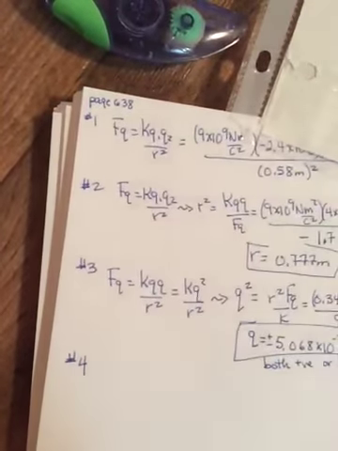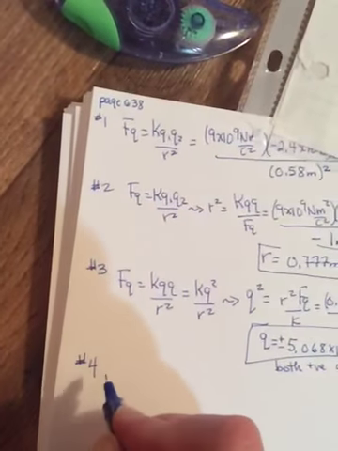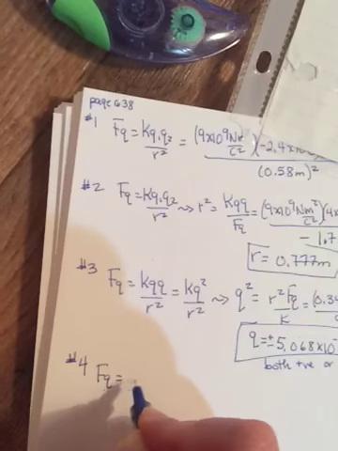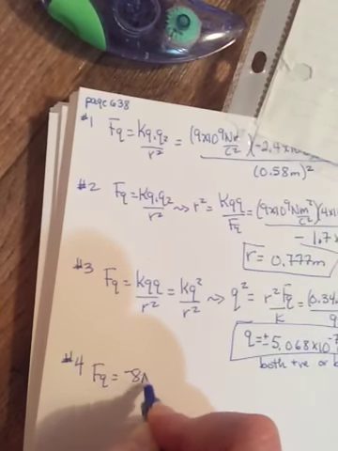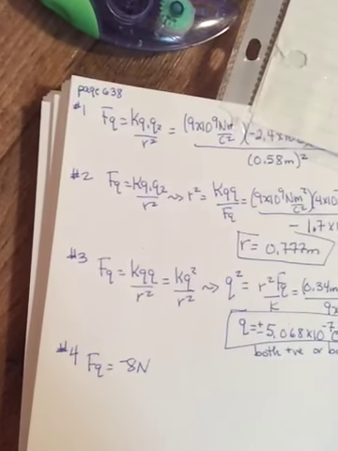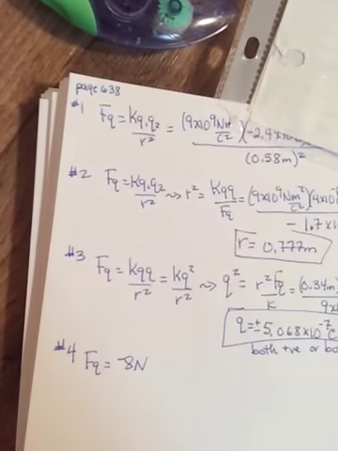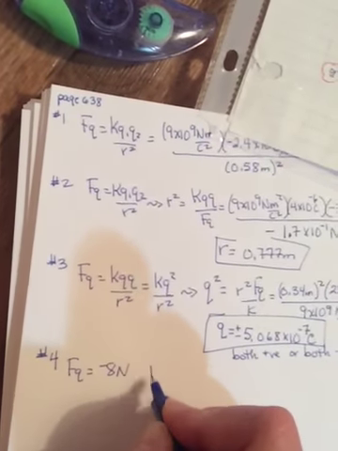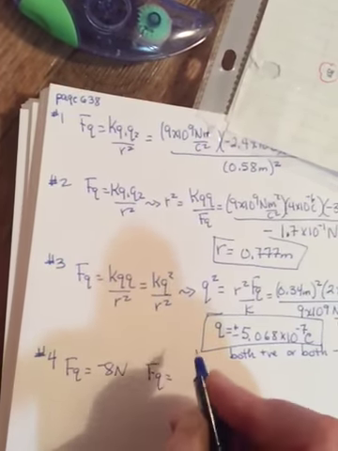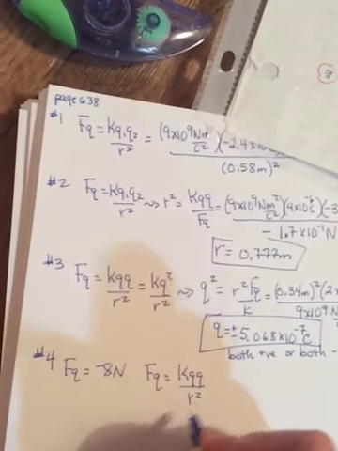All right, number 4. Two oppositely charged objects exert a force of attraction of 8 newtons on each other. So FQ, force of attraction, negative thing. What will be the new force of attraction if the objects are moved to a distance 4 times their original? So you don't actually have to do any math here. Just look at the equation.